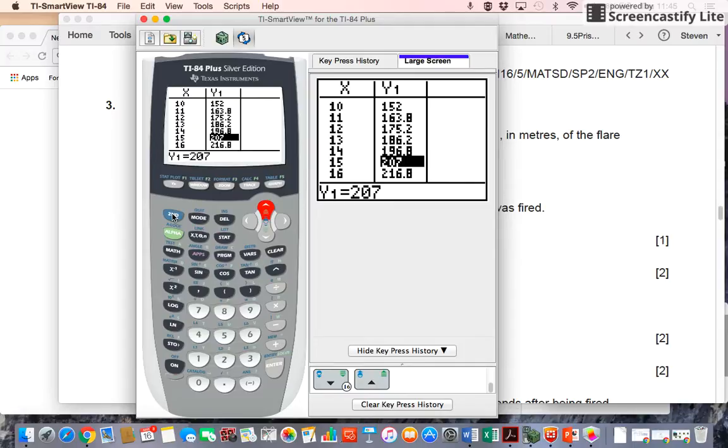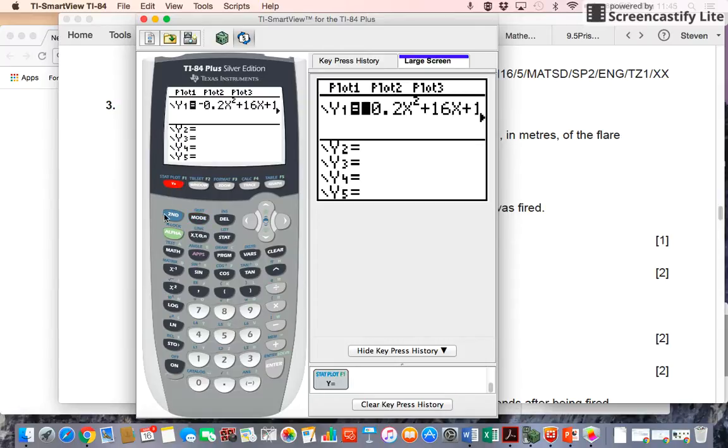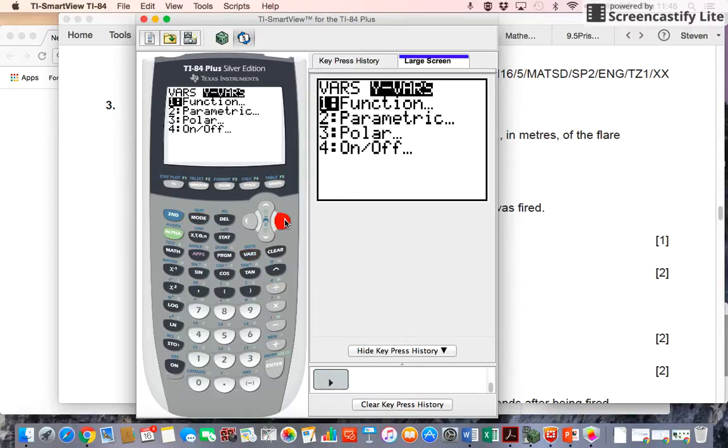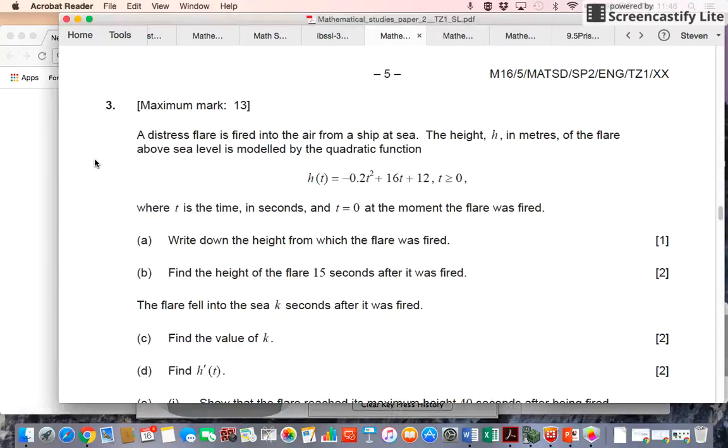Okay, again, I can put it in manually. I can also use the vars button because I've actually programmed the function into y1. So perhaps I want to use the function. So I'm going to do y-vars function y1 brackets 15. This is the height at 15 seconds because I had put in the height function in the calculator in y1. Okay, so I have the answers to A and B.